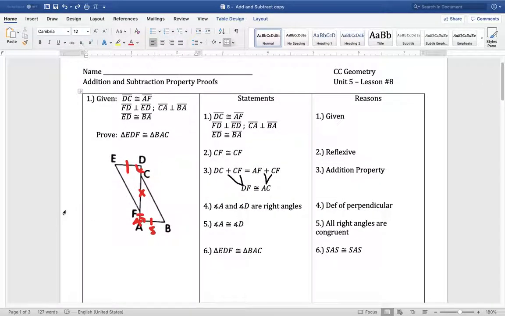All right, so give these a try, and this was addition and subtraction, one of the more, I guess, complex concepts in the proof unit.